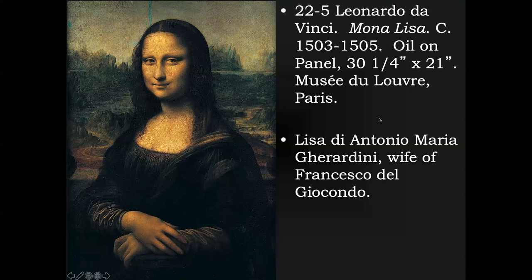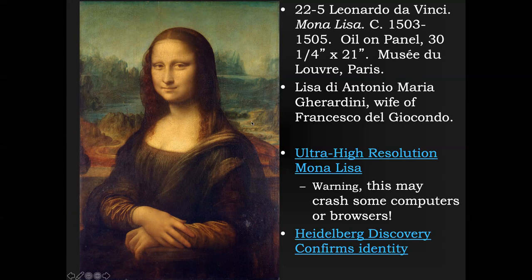So this is a color correction of what it probably looked like whenever it was originally made. And I have this, and I'm not going to open it right now because I'm not sure if it'll crash my computer, but I'll put that in the description of this video. It's an ultra high resolution Mona Lisa. It's huge. What I mean by ultra high, you'll see. And it's a really good way to see it.